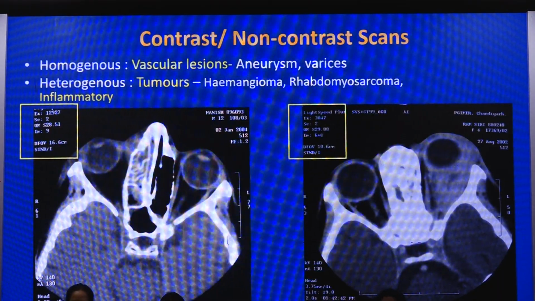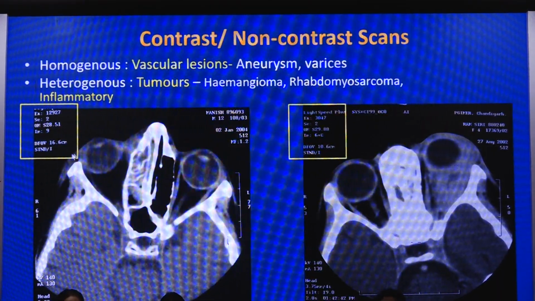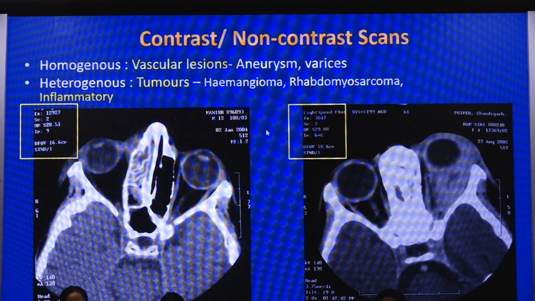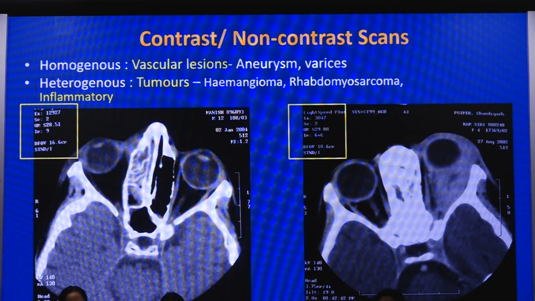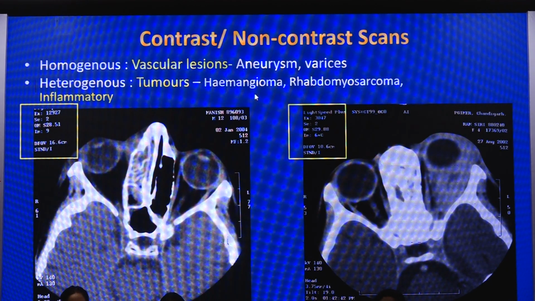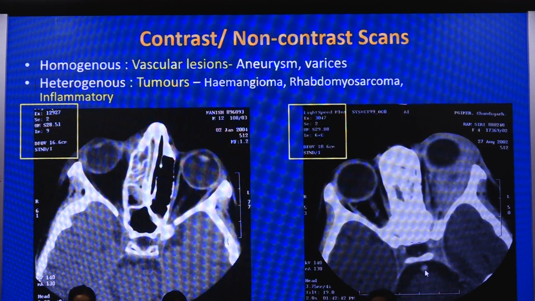Can you see over here, this is written. So this is homogeneous. It can be homogeneous because of the aneurysm or varices. It can be heterogeneous because of the tumor, hemangioma, rhabdomyosarcoma, and inflammatory. So in those cases, it can be heterogeneous. So what I was showing you, this is the image 9 and this is the image 6. 6 plus C. If you are not able to tell whether this is contrast or not contrast, see the annotation, plus C would be written. One more thing I am giving you, this is your basilar artery.